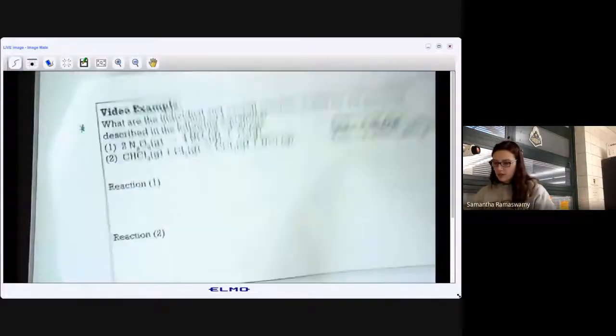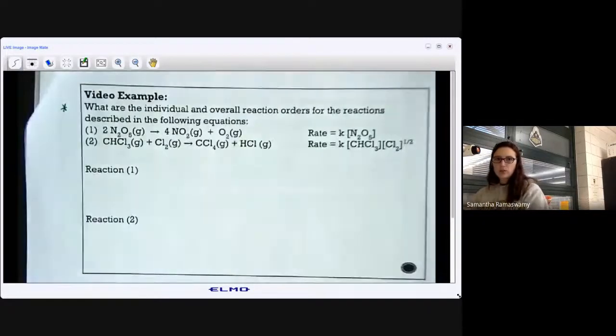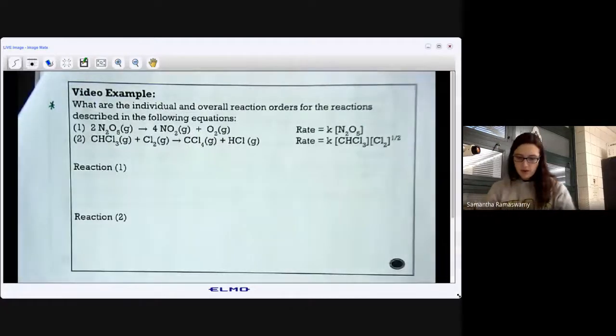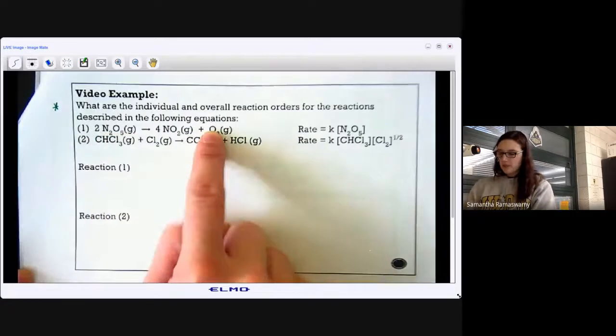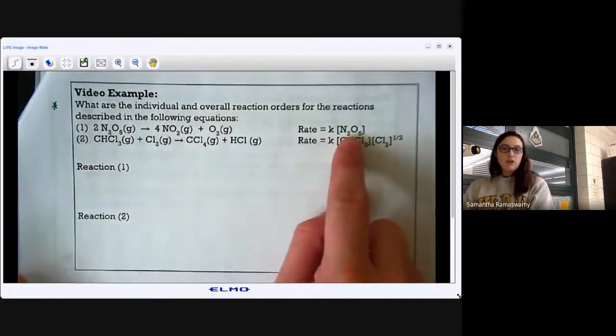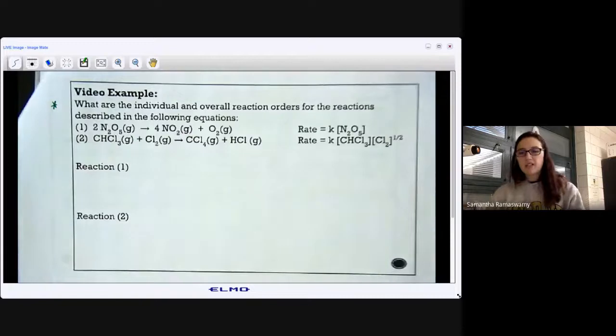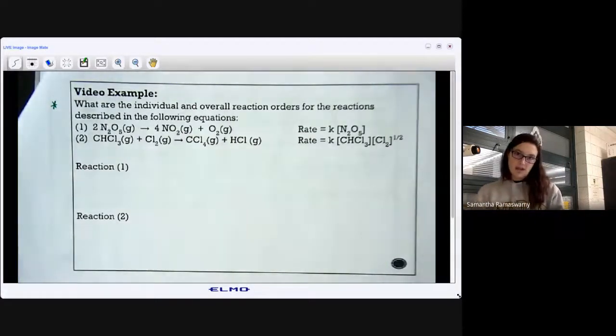So what we're going to do is look at this video example. In the video in 5.2, I left you with this example and said, try this. This will be the first thing that we talk about. This example asks what are the individual and overall reaction orders for the reactions described. They give us an overall balanced equation. They also give us the rate law. So to go off the question on where these exponents come from, we have to actually determine them unless they give us that information already.